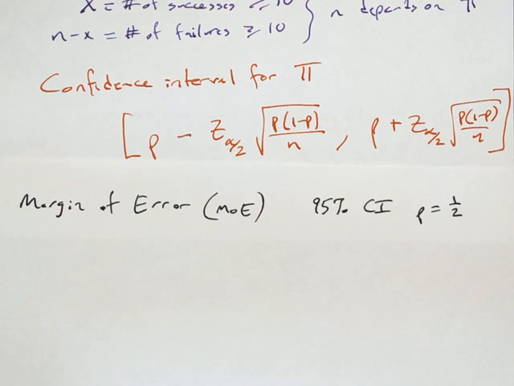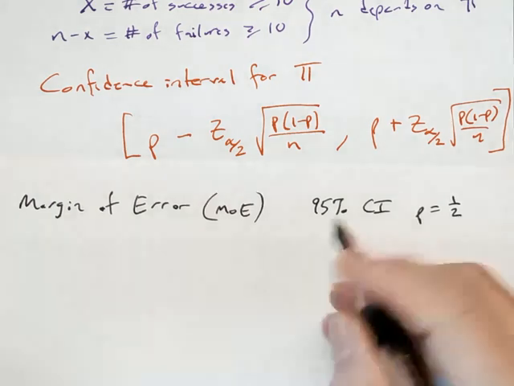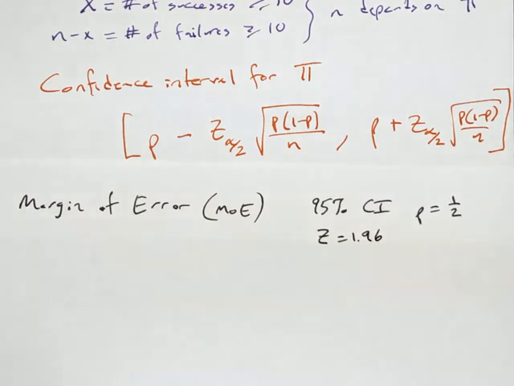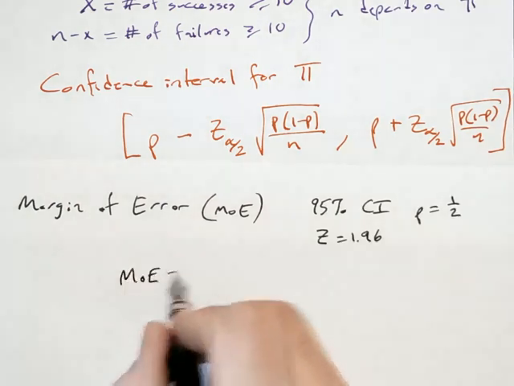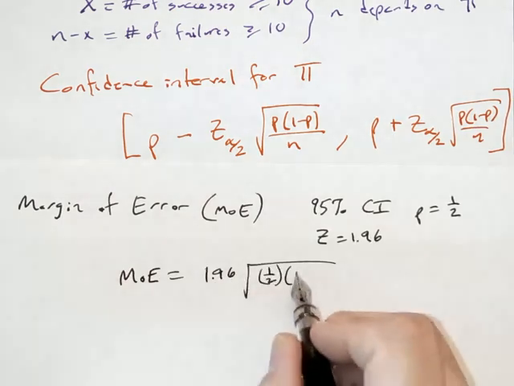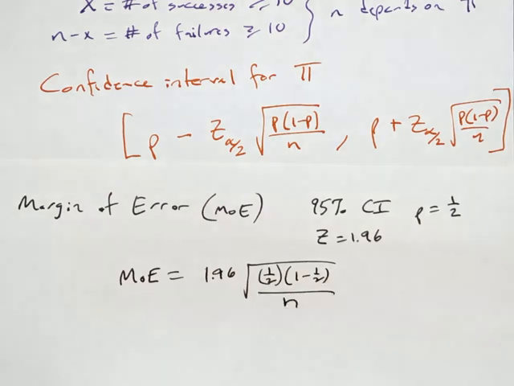Why do I need to know the confidence interval is 95%? Because that's where I get the z-score from. What z-score goes with 95%? Say again? 1.96. So if I want the margin of error itself, it is 1.96 times the square root of 1/2 times 1/2 over n. It only depends on n. It only depends on how many people I'm going to ask.